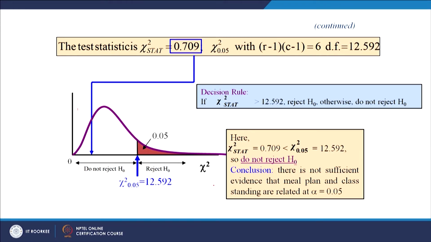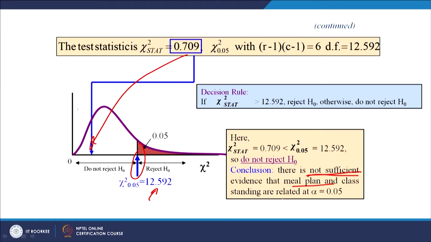So, this one is your critical value, it is 12.592 and the calculated statistics is this, which is in non-rejection region, is not it. So, we will not reject null hypothesis. We will not reject null hypothesis, it means what? We will not reject null hypothesis, it means they are independent, right. So, there is no sufficient evidence that the meal plan and class standing are related. So, they are not related with each other, they are unrelated with each other.